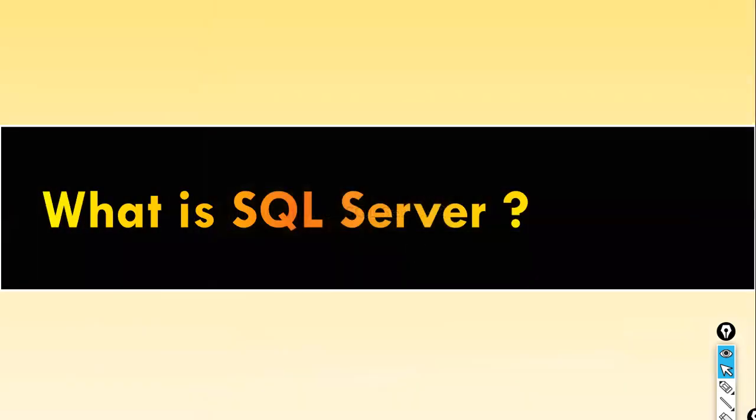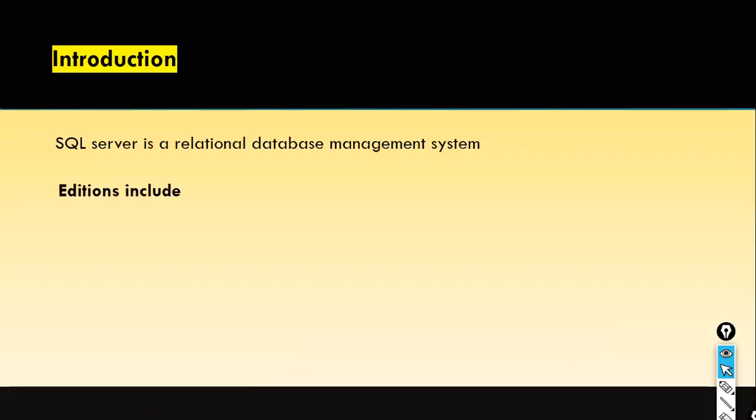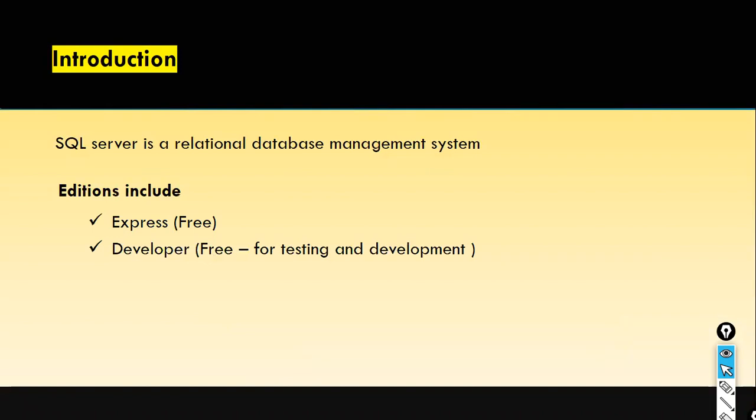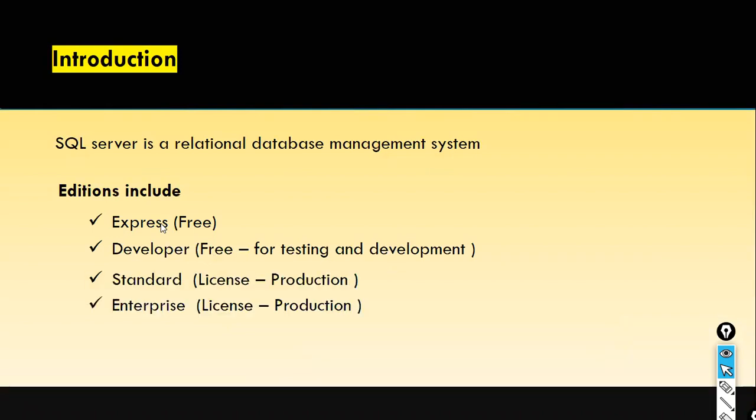So what is SQL Server? SQL Server is a relational database management system, RDBMS. There are a few editions of SQL Server software available: Express and Developer are the free software, and Standard and Enterprise are licensed ones. They involve a licensing cost, and most enterprises in production prefer using either Standard or Enterprise. Enterprise edition is more scalable. But for learning purposes, we are going to work with the Express edition.